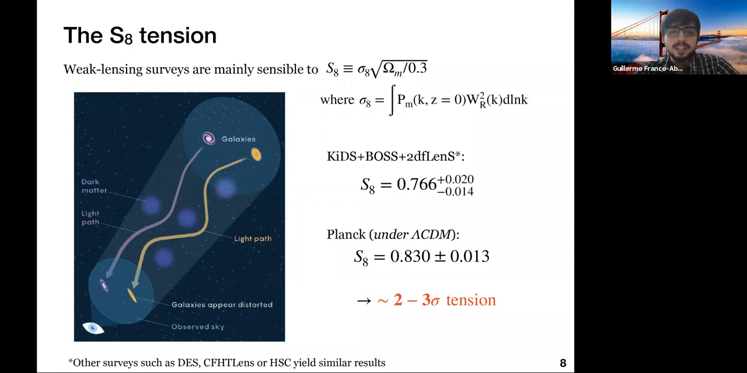So it turns out that the direct determination of this parameter by the different weak lensing surveys gives a value that, I mean, it depends on which weak lensing survey you look at, but generally it is between 2 to 3 sigma smaller than the one you indirectly obtain with Planck, assuming the ΛCDM model. So, well, this is all I have to say for the moment about the S8 tension, and I will come back to it at the end of the talk.